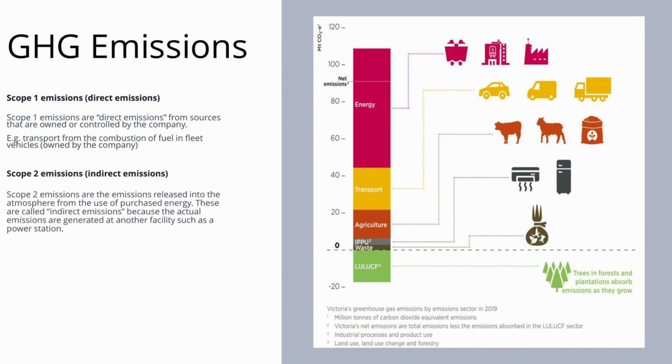Scope 2 emissions are indirect emissions. These generally are the emissions released into the atmosphere from the use of purchased energy. So these are called indirect emissions because they're actually emissions generated at another facility, such as a power station.